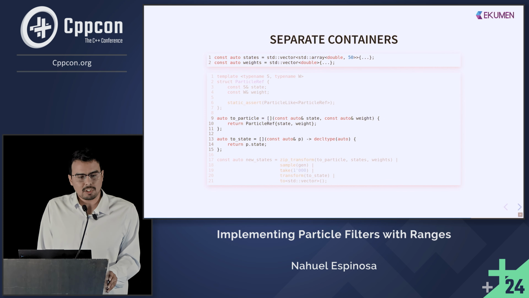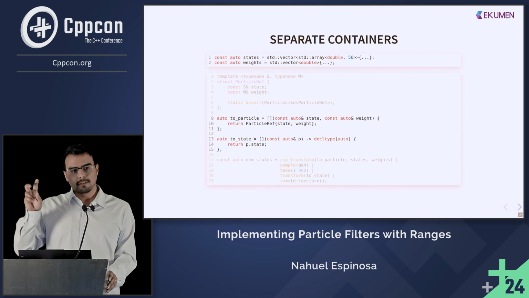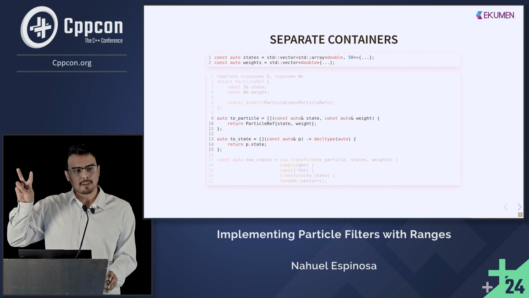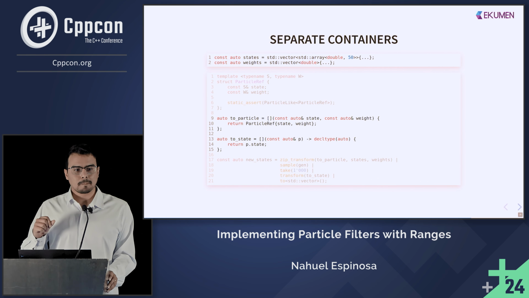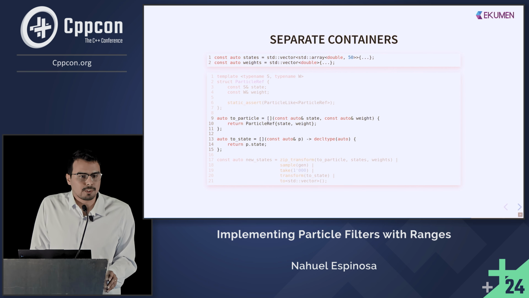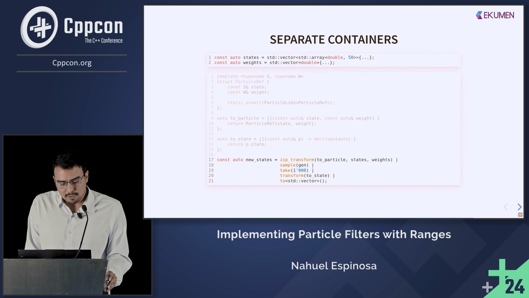And we can define 2 separate functions, one that can create a particle ref class. Basically, this emulates a constructor from 2 references. And one that, given a particle by reference, can return a reference to its state. With all these helper functions, we can write this pipeline. And this works.